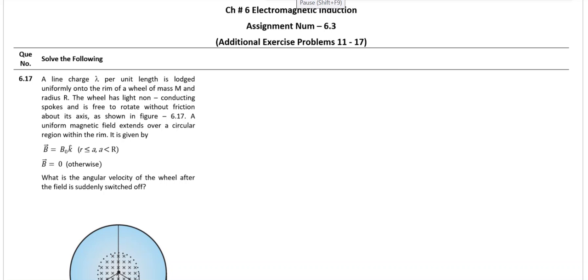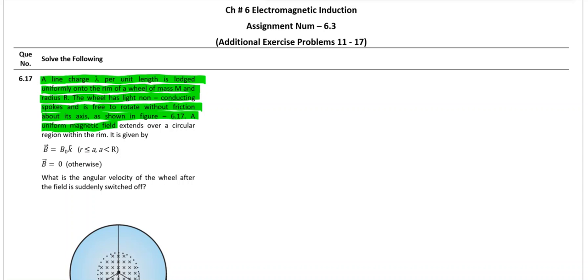Hello students, in this video we have the last additional exercise problem of chapter 6. The question is: a line charge lambda per unit length is lost uniformly onto the rim of a wheel of mass m and radius r. The wheel has light non-conducting spokes and is free to rotate without friction about its axis as shown in the figure.